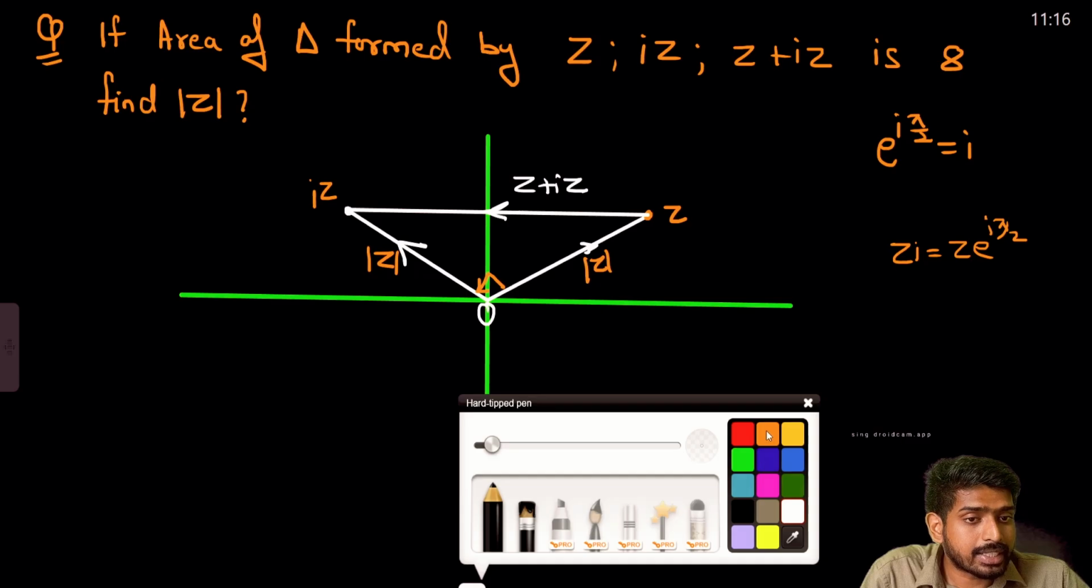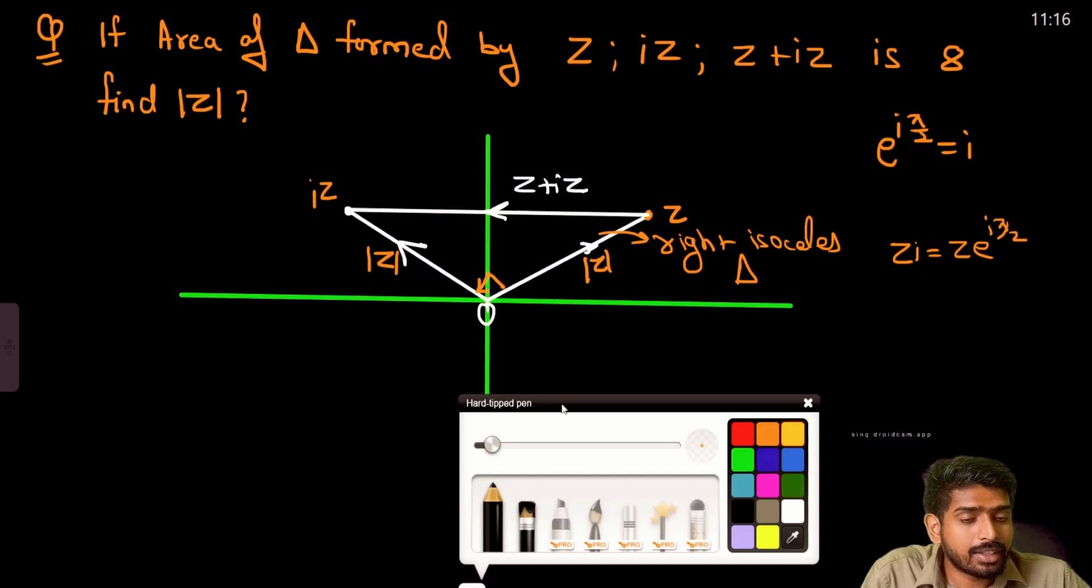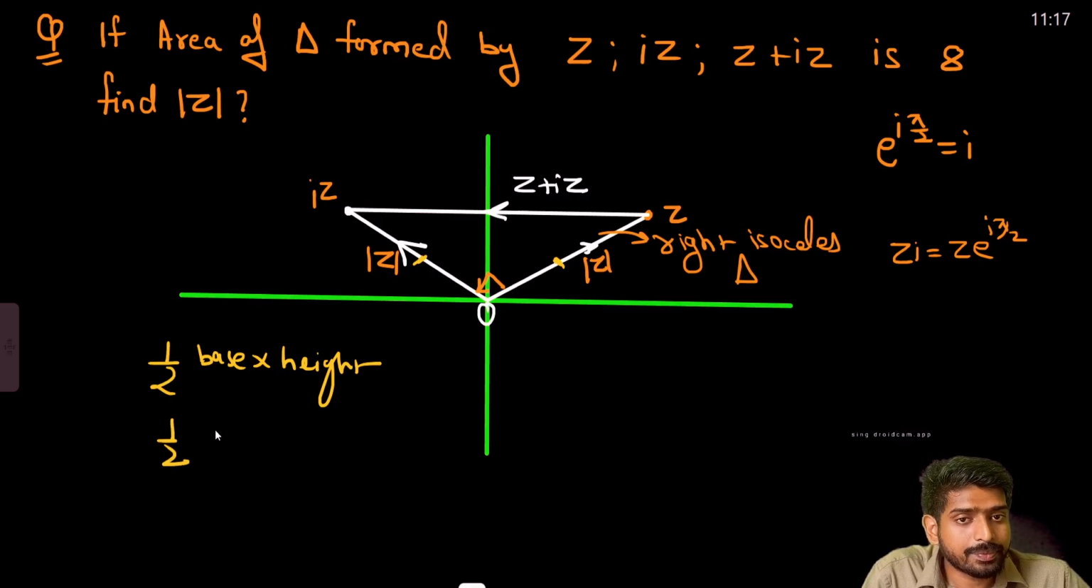So we can say that this is nothing but a right isosceles triangle. Now what is the area of a right isosceles triangle? The area is half into base into height. If this side I consider as my base, this side will be my height. So this will be half. What is the length of the base? The length of the base is modulus of z. And this side length is also modulus of z. So this will be half into modulus of z square.